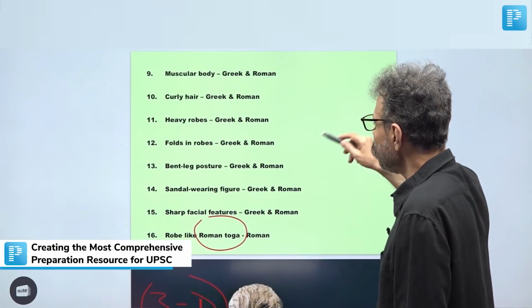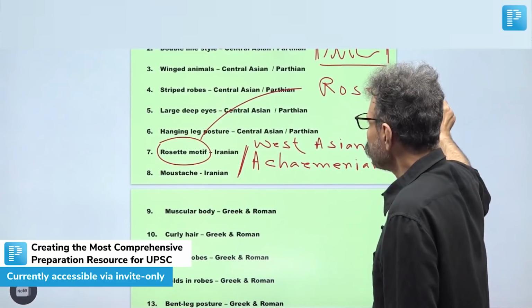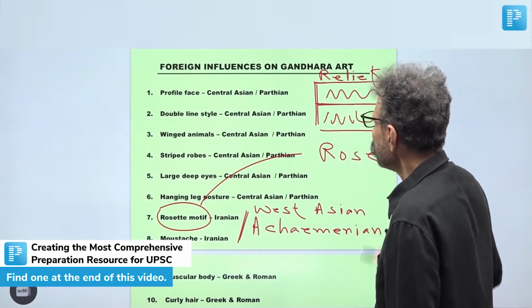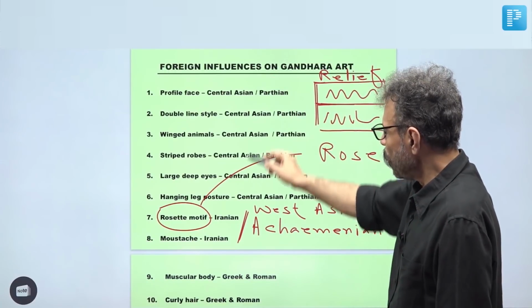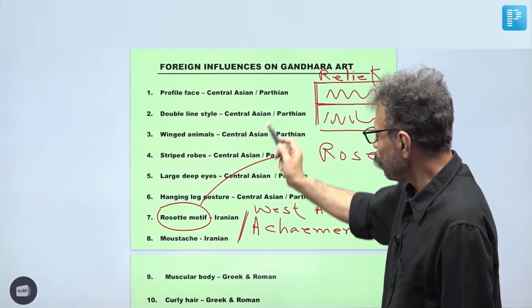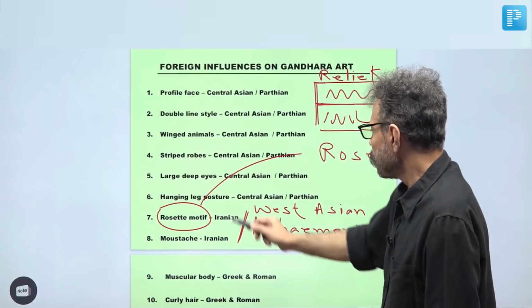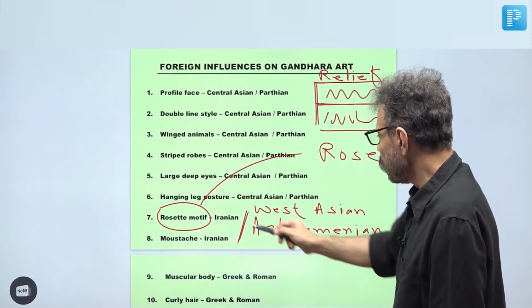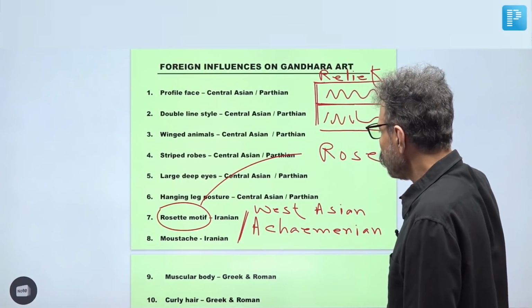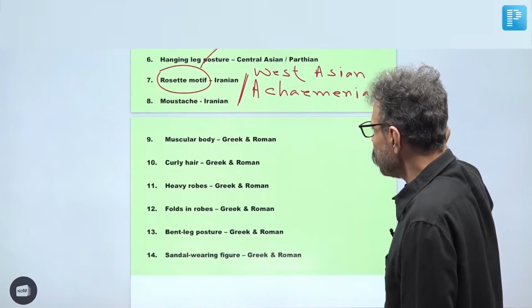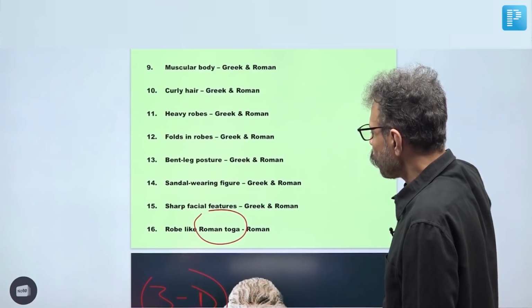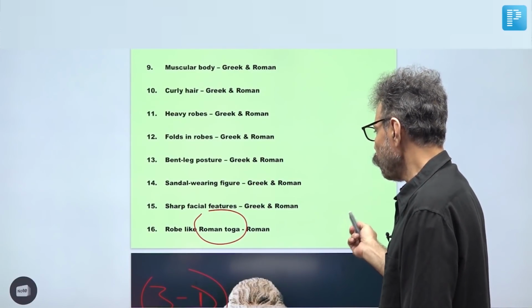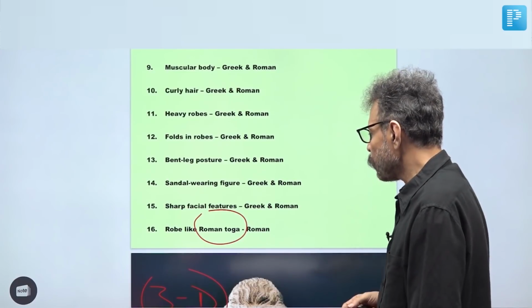So there are 16 points here, and these 16 points show the foreign influences on Gandhara art. So 1 to 6 show Central Asian Parthian influence. 7, 8 show Iranian, Achaemenian or West Asian. 9 to 15 show both Greek and Roman. And 16 shows Roman.